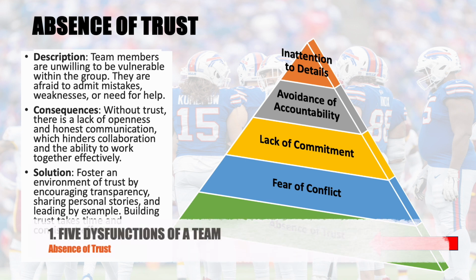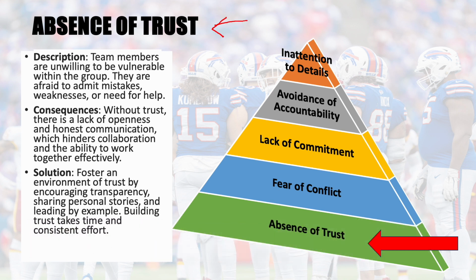The first one is absence of trust. This is where the team members don't have any trust with each other. They don't seek help, they don't help anybody, they don't admit mistakes, they don't show their weakness, and there is no trust within the team. So without the trust, the lack of openness and transparency will be there, and open communication won't happen. And if there is no open communication, there is no transparency, definitely it will hinder the collaboration which is there in the team.